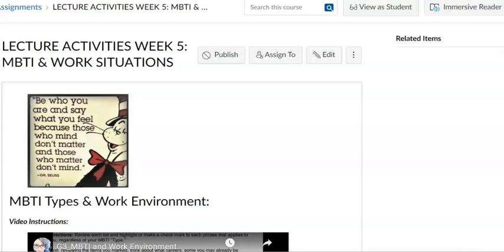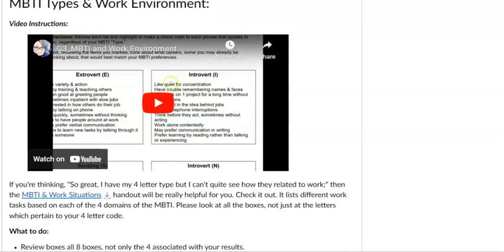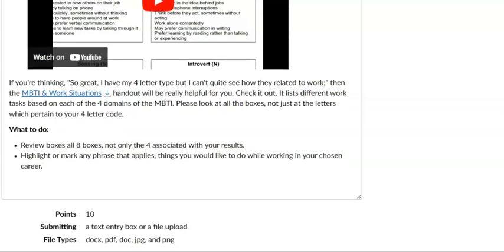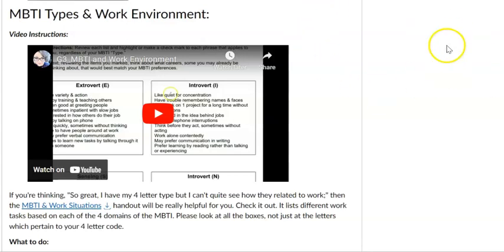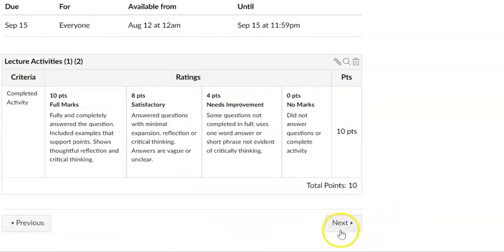The next one is the MBTI in work situations. So this is going to be a handout where you're going to download and look at each of the 8 boxes and decide, okay, if you're introverted, this is what you would like to do, for example, at work. So this applies the MBTI directly to a work environment. So it's really important you do that.